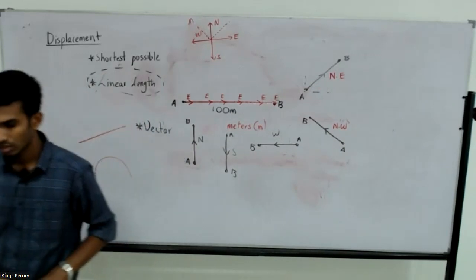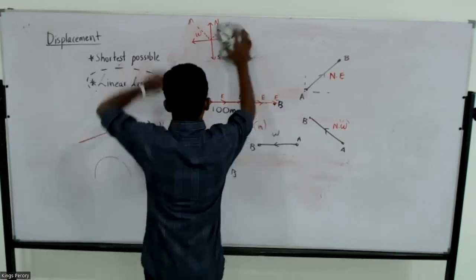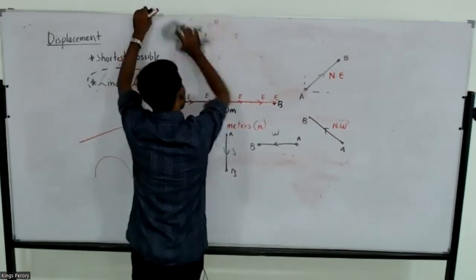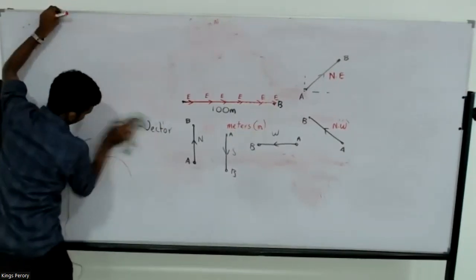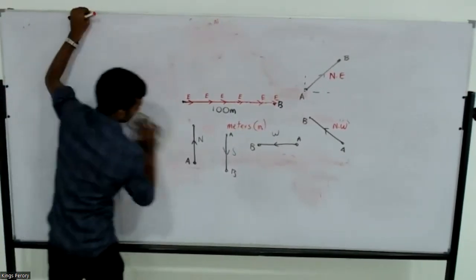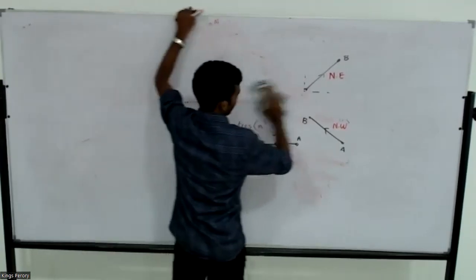What did I tell last? Unit I told, vector quantity. Then nothing to write. Now we are going to differentiate between displacement and distance. What are the differences between displacement and distance?